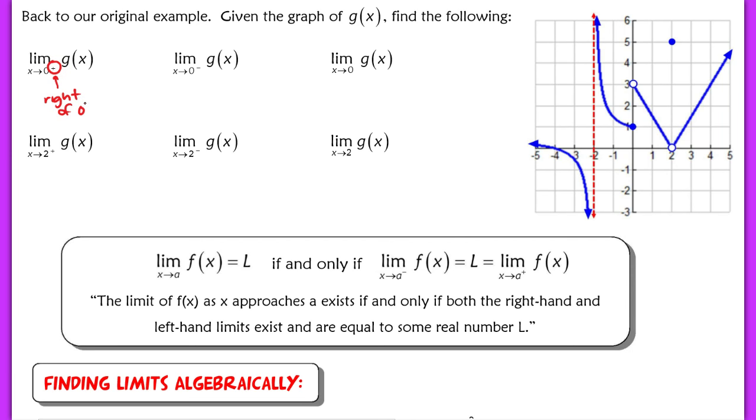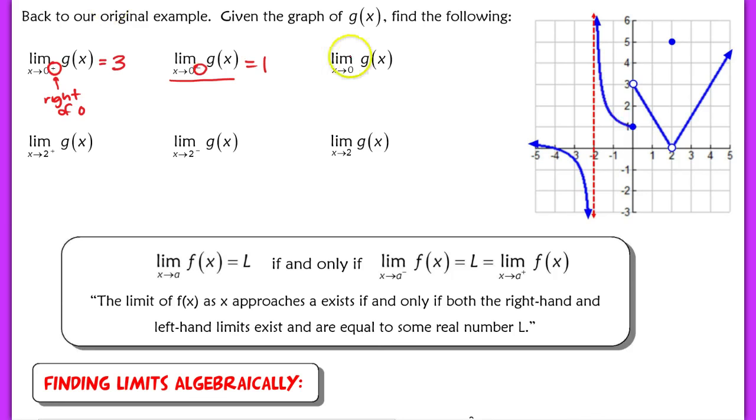So if we take a look at the graph of our function, we can see that as x gets closer to 0, y gets closer and closer to 3. So the limit of g of x as x approaches 0 from the right is 3. Now the next example here, the limit of g of x as x approaches 0, this time we want to know as we approach 0 from the left of 0. So as x approaches 0 from the left of 0, we can see that those y values approach 1. So the limit of g of x as x approaches 0 from the left is equal to 1.